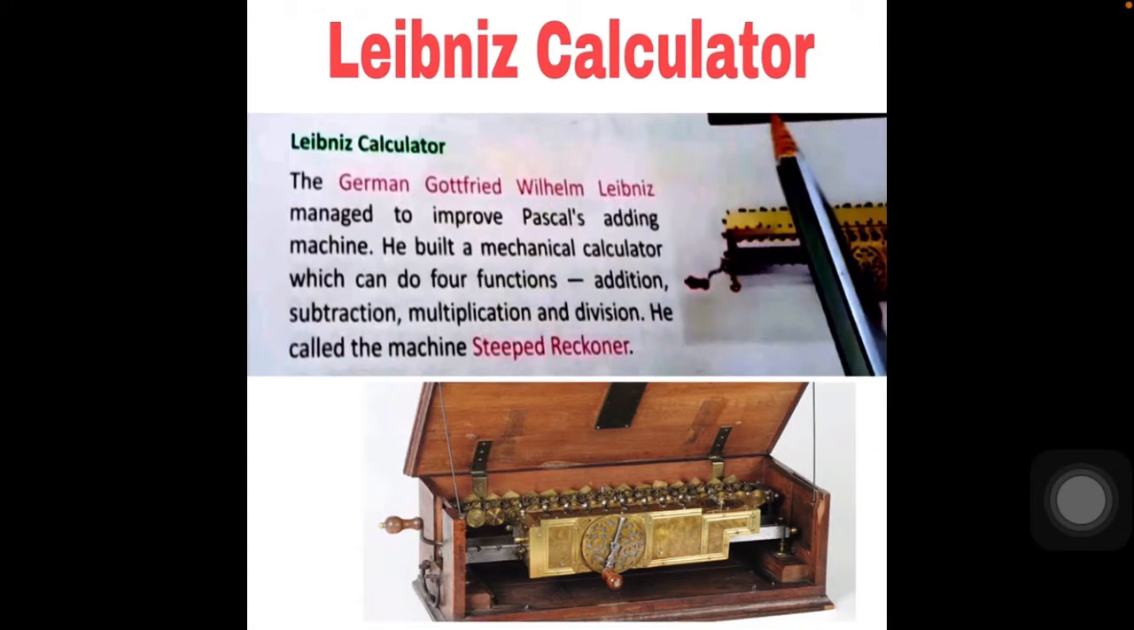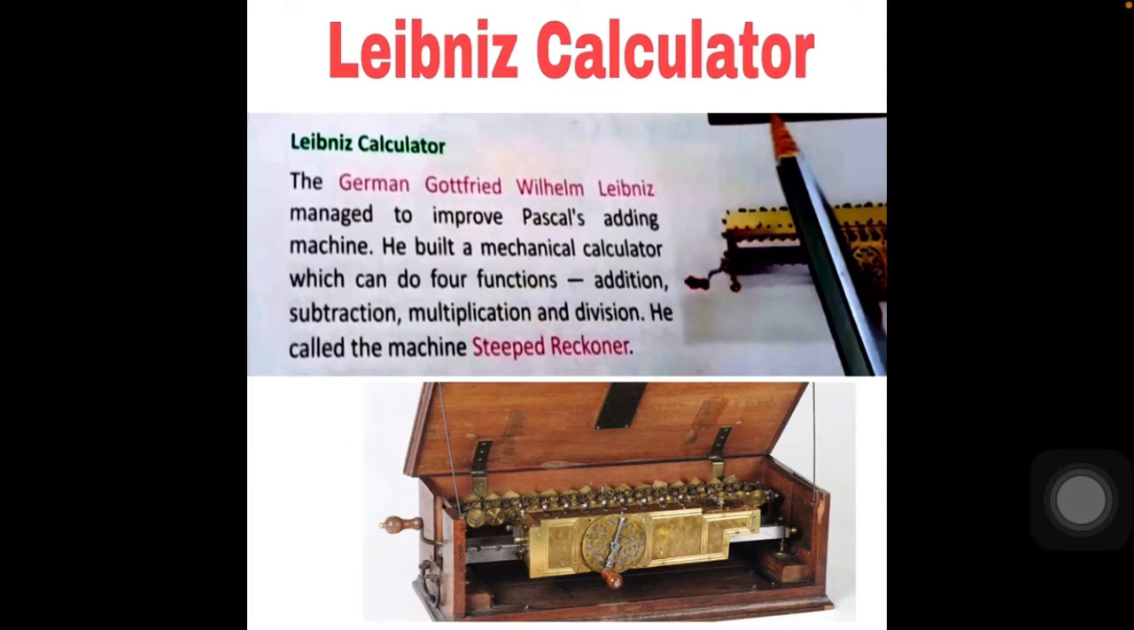So what is this Leibniz calculator? The Leibniz calculator is an improved version of the Pascal calculator. We already know about the Pascal computer; it is mainly used for addition and subtraction. But after improving the Pascal calculator, a new calculator was invented, and the name of this new calculator is the Leibniz calculator. Why is it called the Leibniz calculator? Because the scientist who improved this Pascal machine was the German Gottfried Wilhelm Leibniz, and on the basis of his name, it is called the Leibniz calculator.